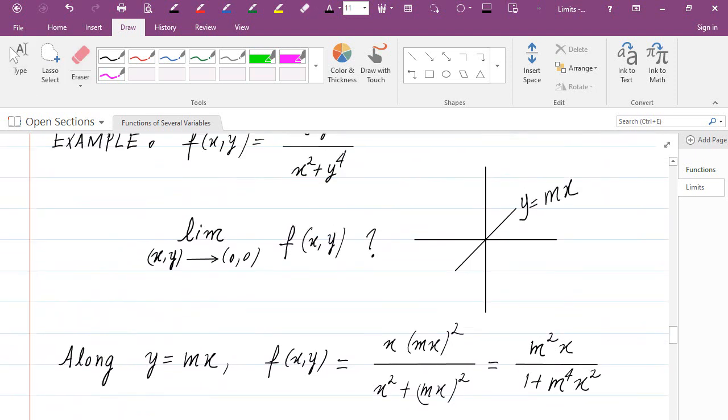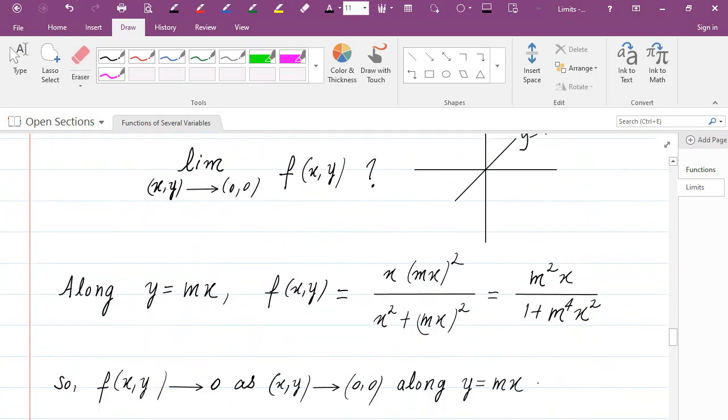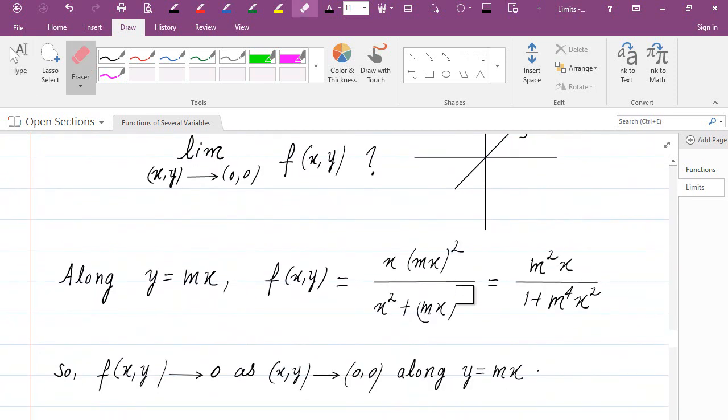Wait a minute, I think I have a typo here. There was a y to the 4, so this should be a y to the 4 here. Okay, so if you simplify that, this would be m squared x cubed, and here you can factor out x squared, and then you get 1 plus m to the 4 x squared, and then you can do some cancellation. So the value of the function along this line is this.